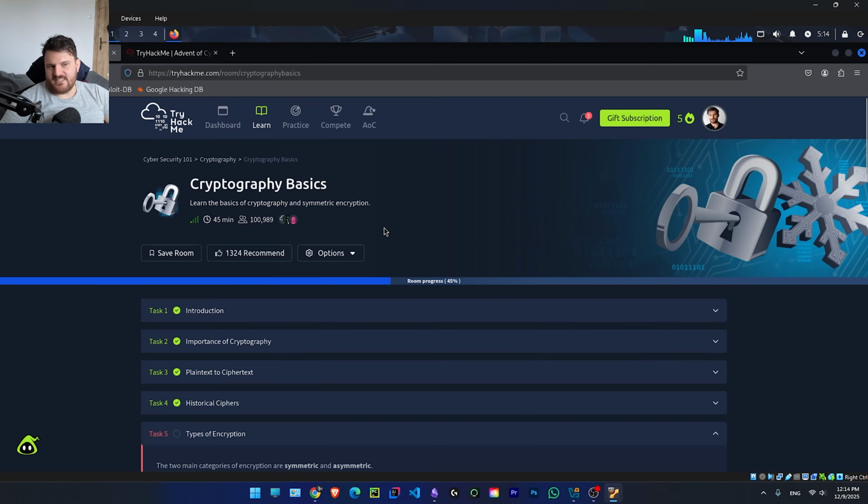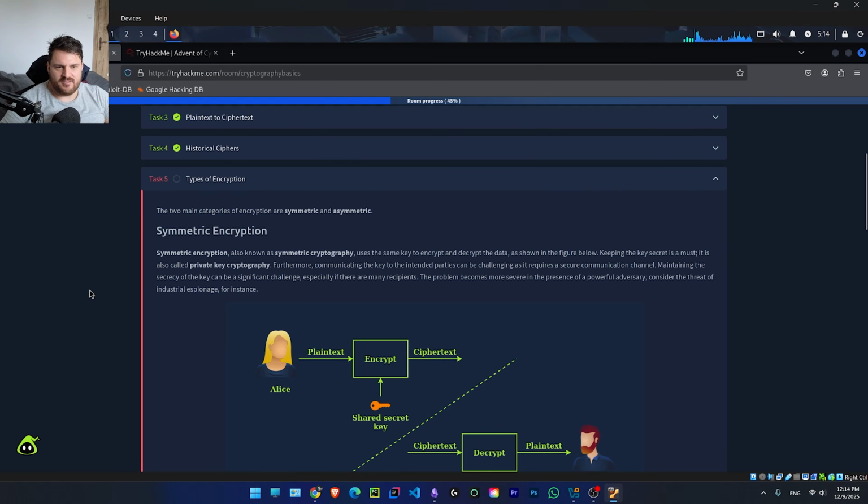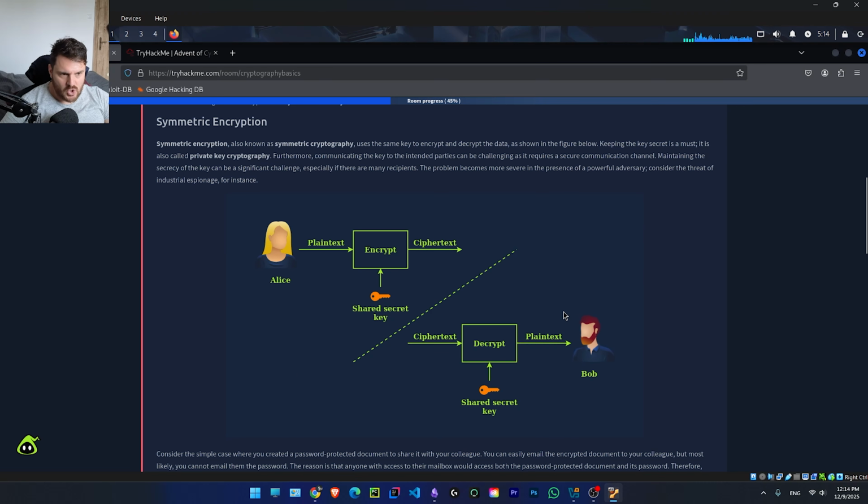Today we are inside the cryptography basics room. We are at task number 5, types of encryption. The two main categories of encryption are symmetric and asymmetric. Symmetric encryption is also known as symmetric cryptography. It uses the same key to encrypt and decrypt the data, as shown in the figure below.